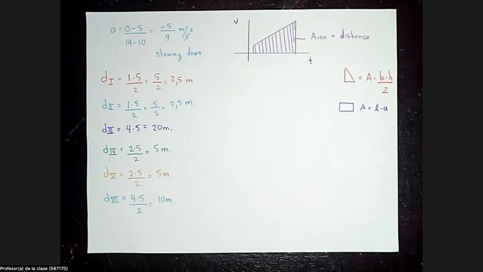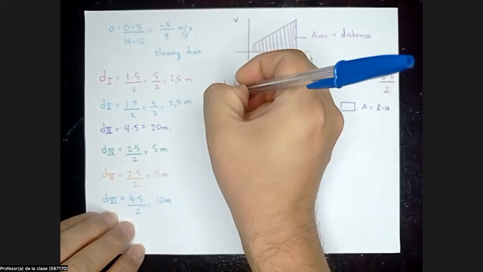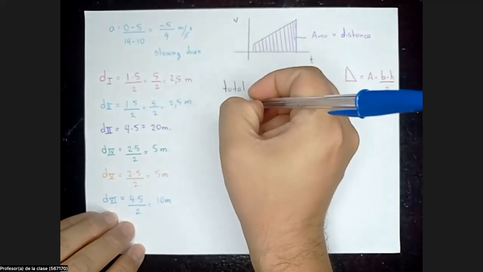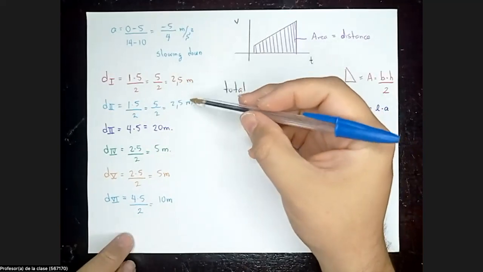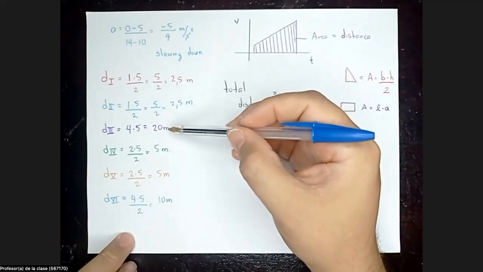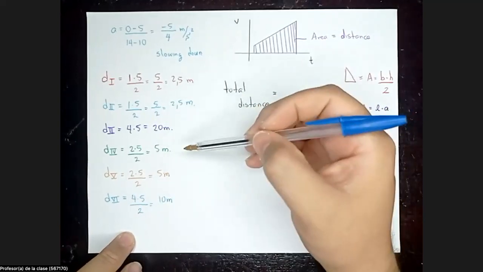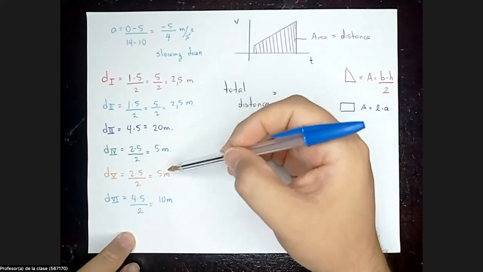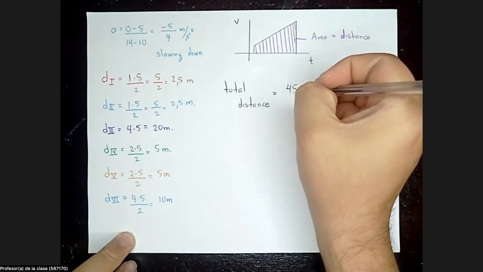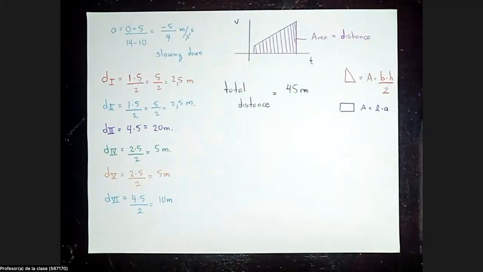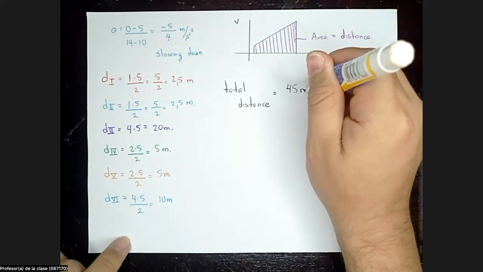So 10 meters. So if I want to calculate the total distance, the total distance is going to be 5 plus 20 plus 5 plus 5 plus 10. Okay, so 30, 40, 45 meters. That's going to be the total distance. 45 meters. Okay, very good.